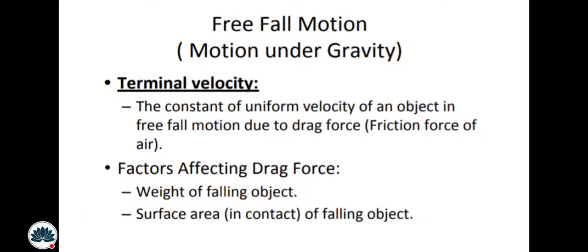Free fall motion, motion under gravity, terminal velocity. Terminal velocity is the constant, uniform velocity of an object in free fall due to the drag force, the friction force of air. Factors affecting drag force are the weight of the falling object and the surface area of the falling object in contact with the air.